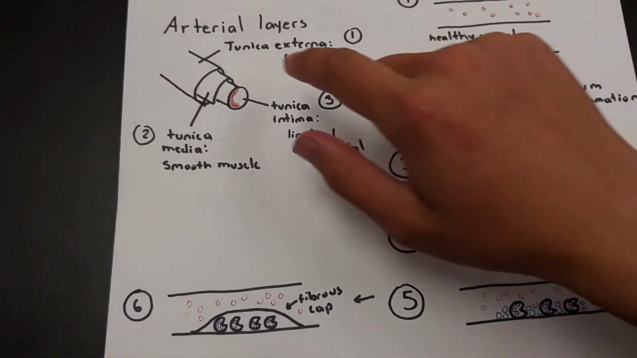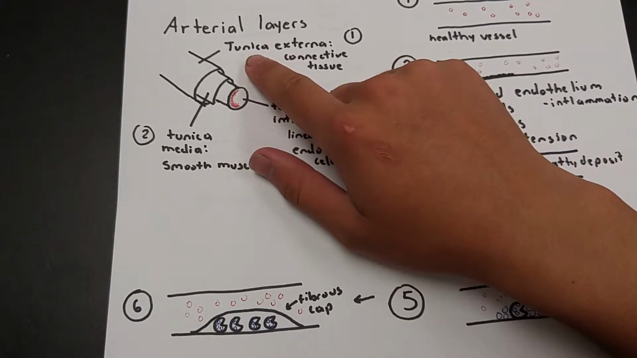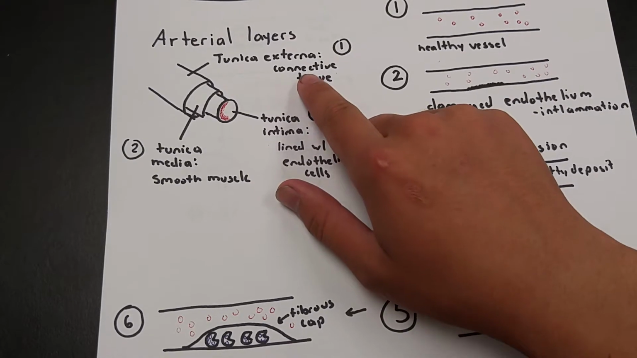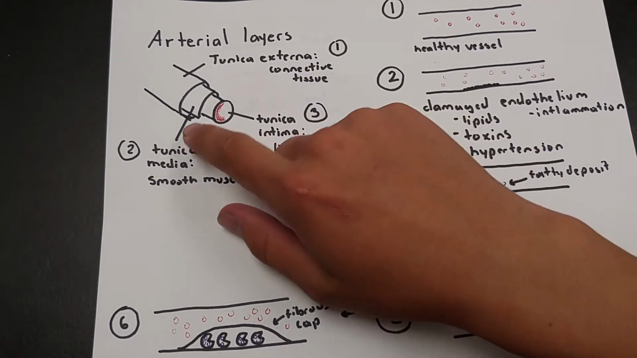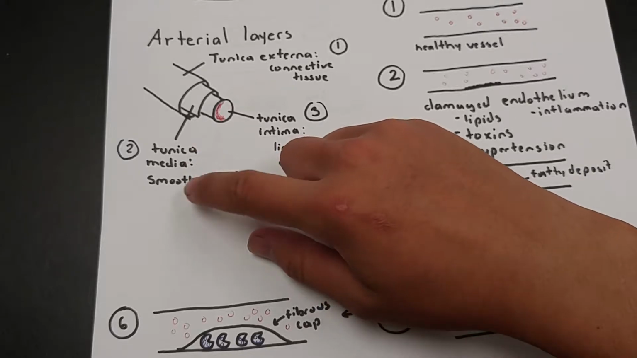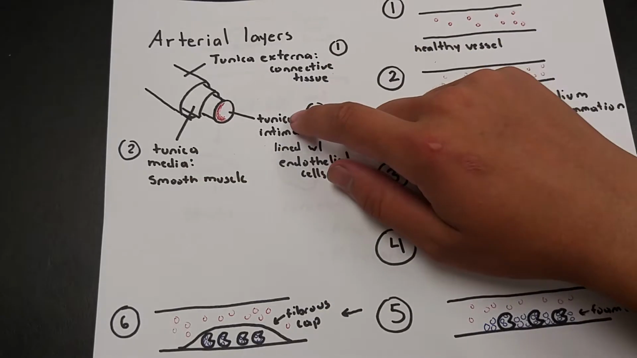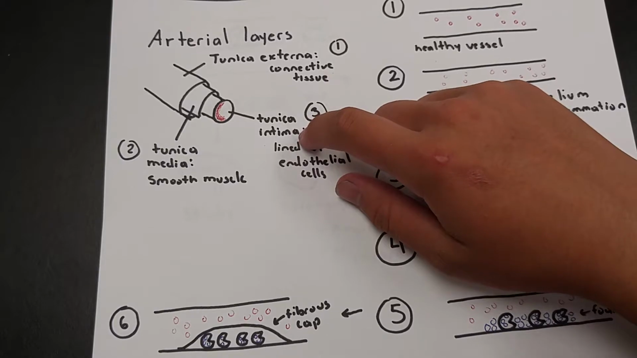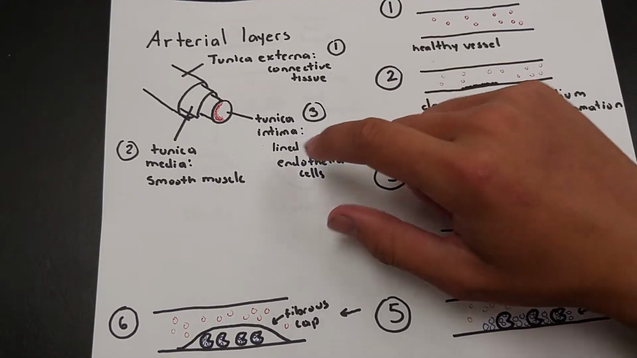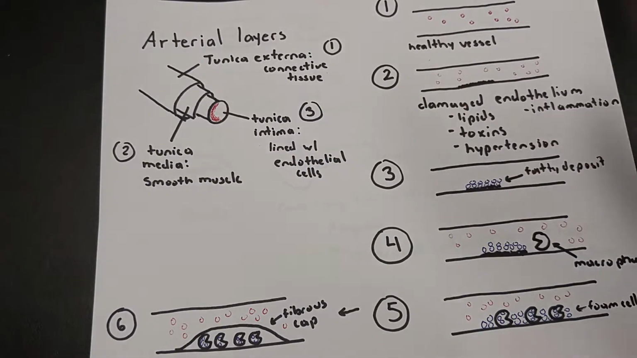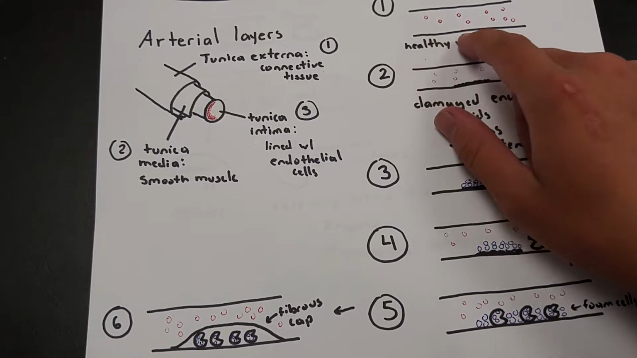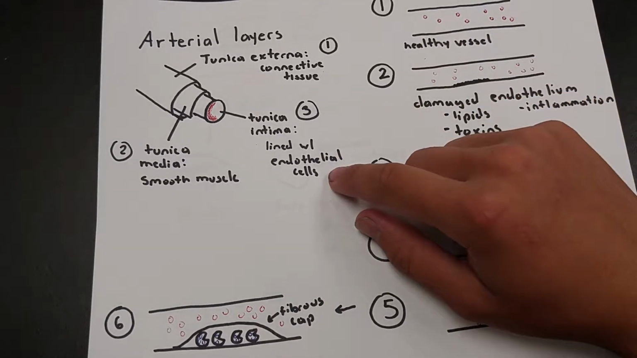The artery has three layers, and the outermost layer is called the tunica externa, which is made of connective tissue. The middle layer is called the tunica media, and that's made of smooth muscle. The innermost layer is called the tunica intima, which is the layer that the blood actually touches, and it's lined with endothelial cells.